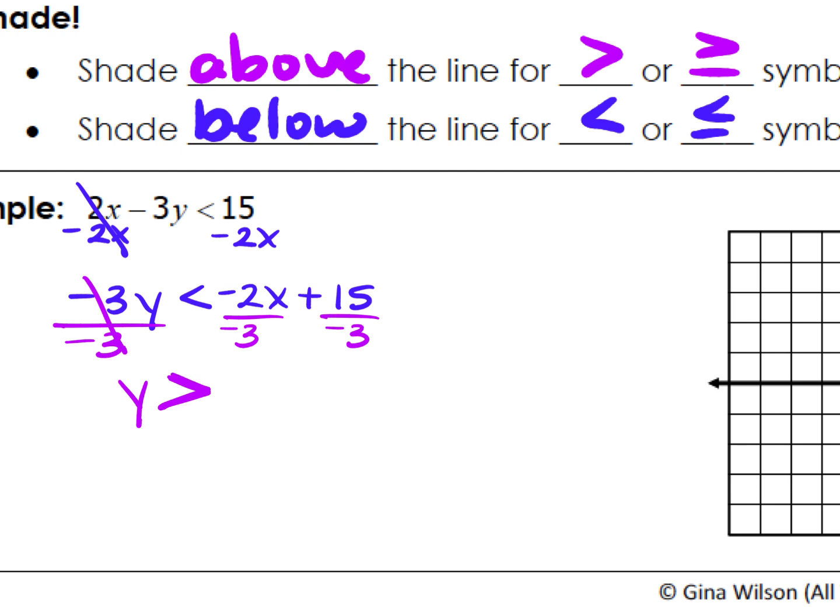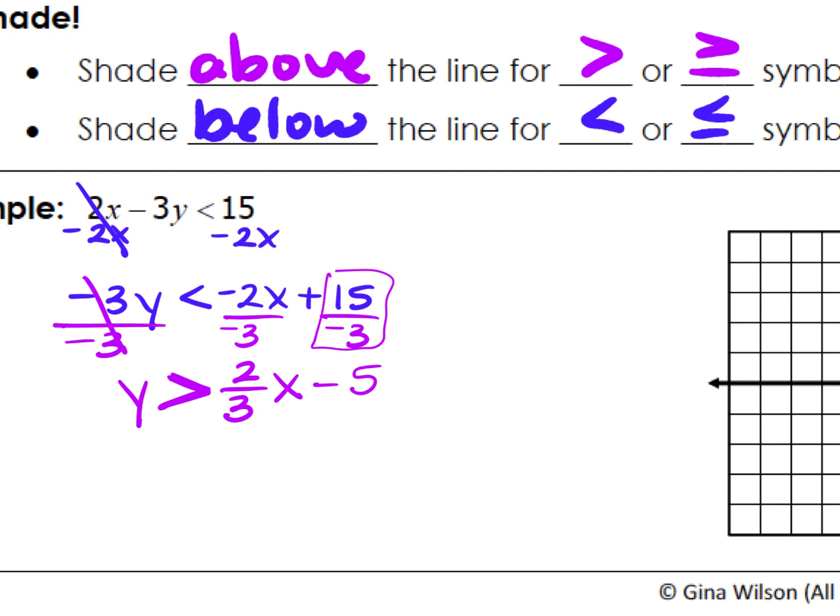What's a negative 2 over negative 3? Is it positive or negative? It's positive, but you can't combine them, right? You're just going to leave it as the fraction. You're going to leave it as your slope. So it's going to be 2 over 3 times x, and then 15 over negative 3 is a negative 5. Is this slope intercept? Yes. Okay, so now you're ready to graph it.